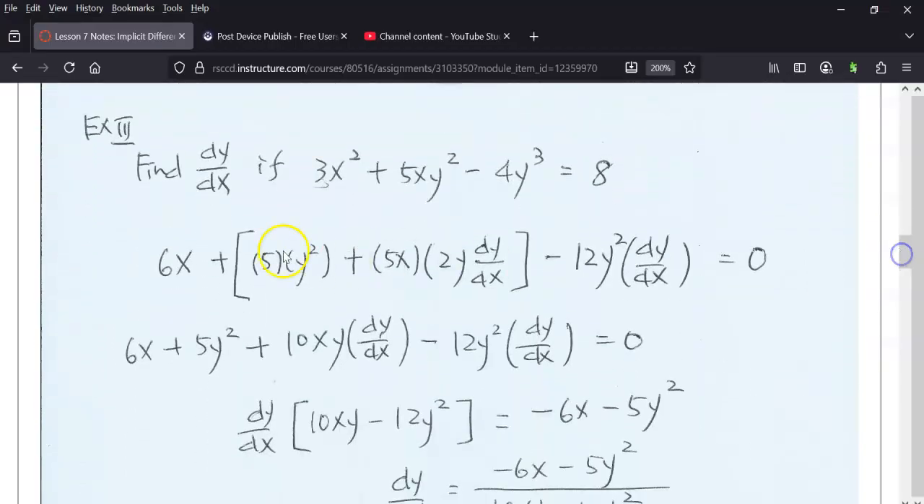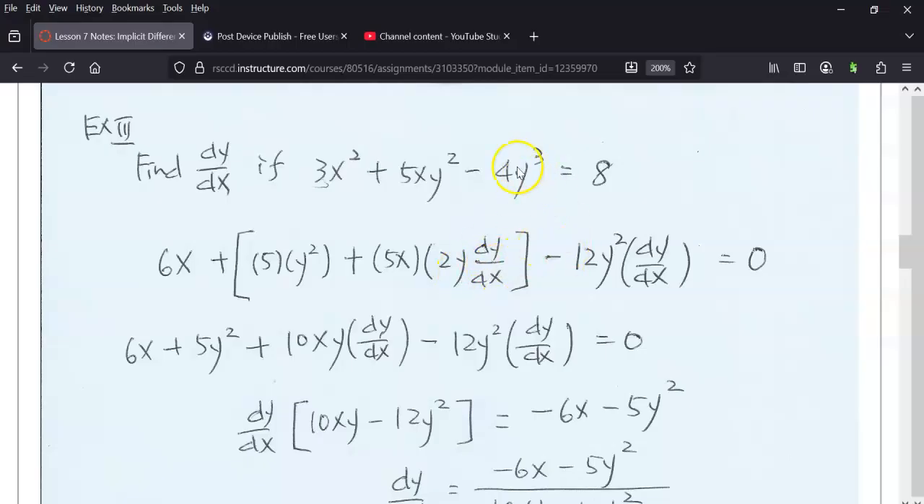Okay, here's another example. Find dy/dx if 3x squared plus 5xy squared minus 4y cubed equals 8. All right, so take the derivative of the first term, which is 6x, plus the derivative of this. Now, this part, 5xy squared, that's the product rule. It's 5x times y squared. So the derivative of this will be 5 times y squared plus 5x times the derivative of y squared, which gives you 2y and a dy/dx here.